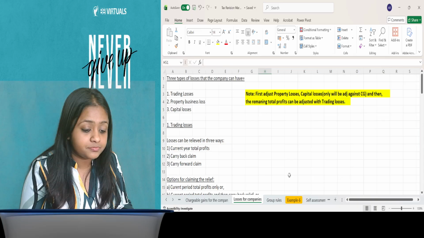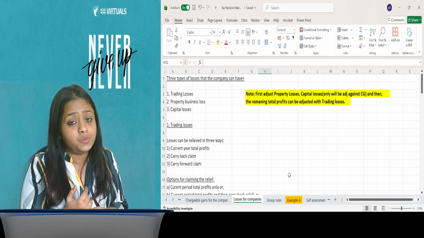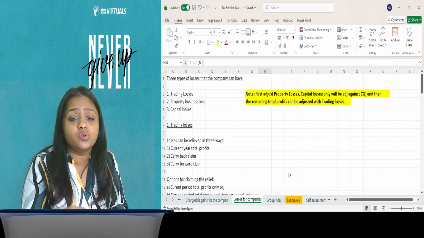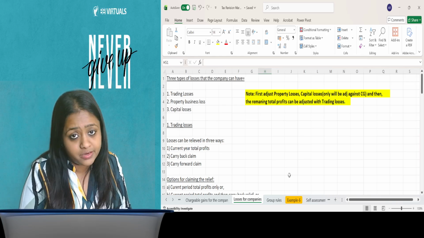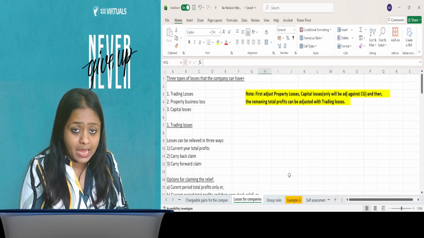Okay. Now, which are the losses that can be surrendered? Property loss will be surrendered, and only when it is fully adjusted with the total profits, only then the excess property loss can be surrendered under group relief. Okay, and the remaining loss can be carried forward to the next year CAP also.